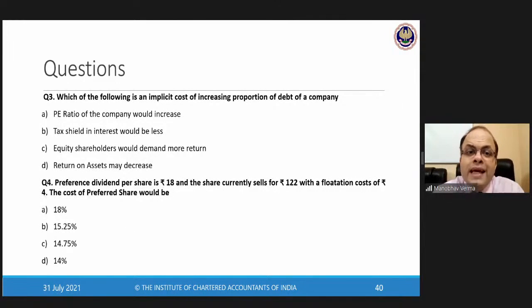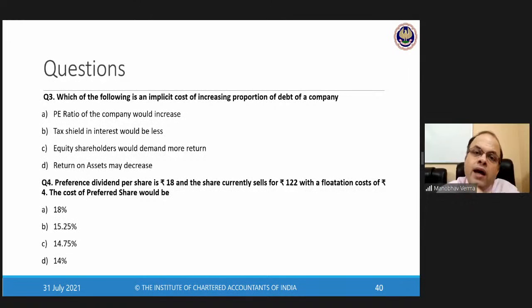Which of the following is an implicit cost of increasing proportion of debt of a company here? Now, we're talking about implicit cost of increasing proportion of debt. Guys, what do you think? What would be the implicit? Now, what's the difference between implicit and explicit? Implicit is something which is not in real terms, but kind of implied, not you are actually paying out something.